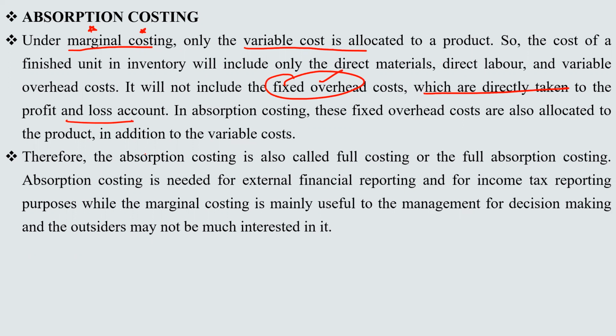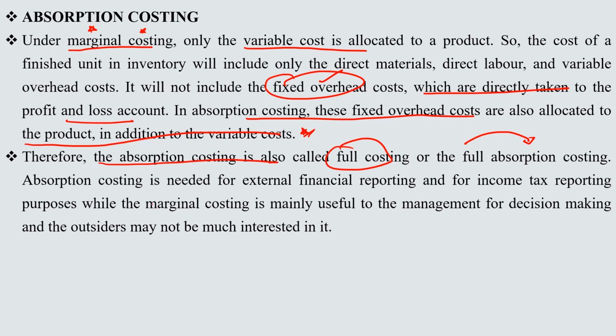But what happens in absorption costing? In absorption costing, these fixed overhead costs are also allocated to the product in addition to the variable cost. Thus absorption costing is also called full costing or full absorption costing.